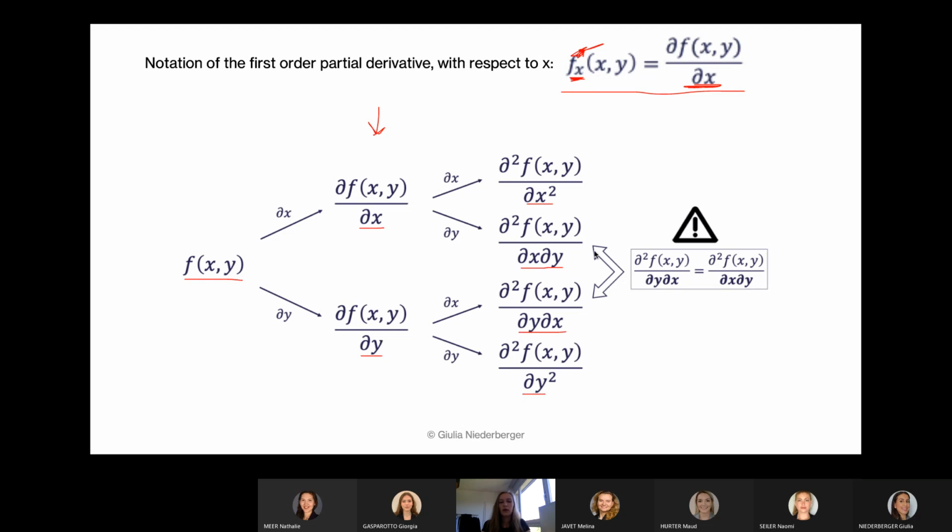And remember that these two, as you can see, are the same. So if you calculate both ways and they end up being different things, then you had a mistake somewhere. So that's also a good possibility to check if your result is correct.